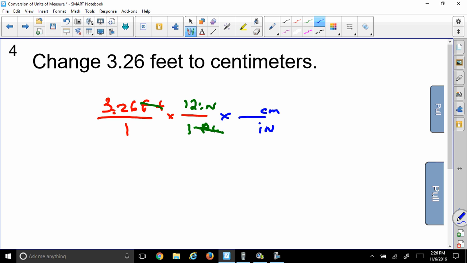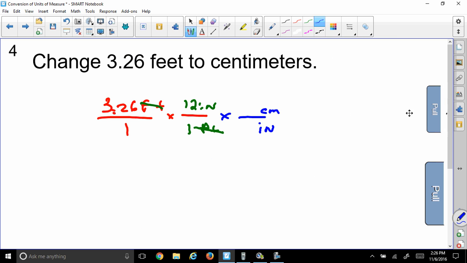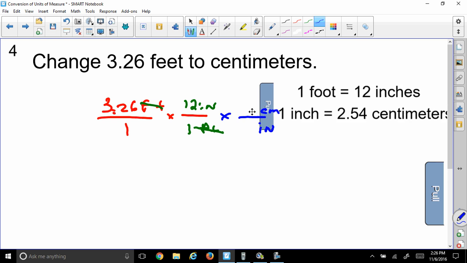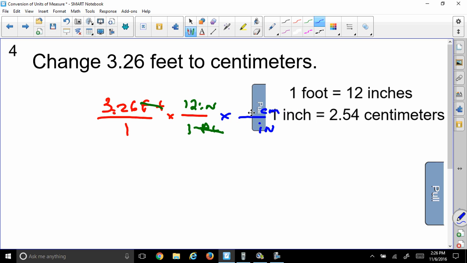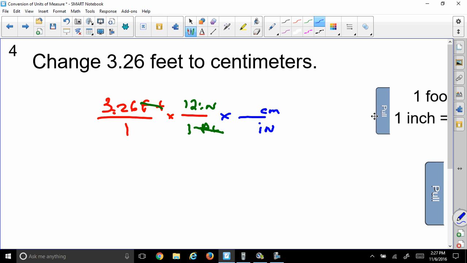So let's take a look at either our chart from grade 7 or grade 8, and it says for inches, 1 inch is equal to 2.54 centimeters. So that is good to know. And let's pull this out. 1 foot, 12 inches we had, and 1 inch is equal to 2.54 centimeters. So let's hide that for a second. So we're going to put the 2.54 centimeters, that's equal to 1 inch.